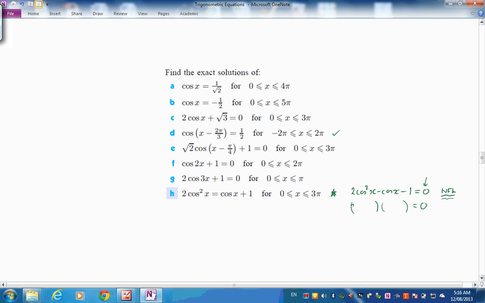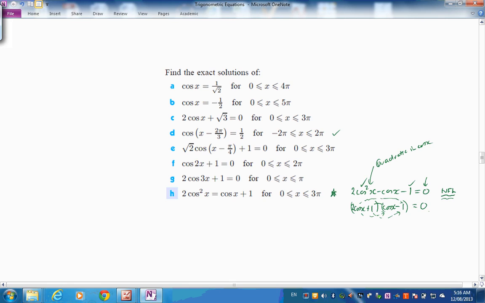So can we factorise this? 2 cos x, cos x. Can you see what I'm doing? I'm taking this as a quadratic function in cos x. So here, what will I have? I'll have neg 1 there and plus 1 there. Does it work? 2 cos x by cos x, 2 cos squared x. 1 by neg 1, neg 1. Then the middle terms, that's neg 2 cos x plus cos x.